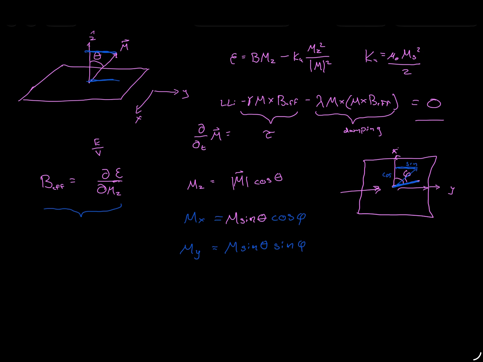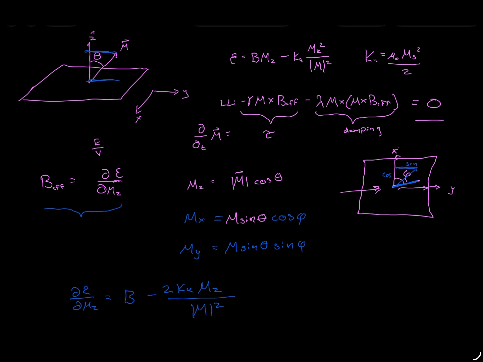So just doing a simple derivative with respect to mz of epsilon. So that's going to be b minus 2ku mz over m magnitude squared.